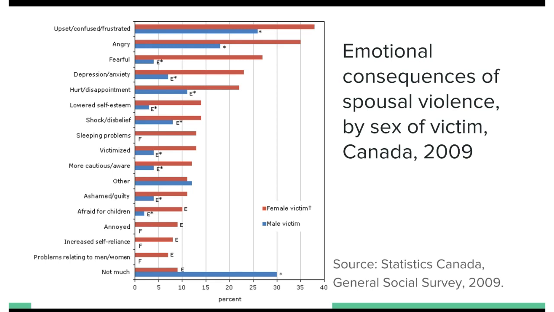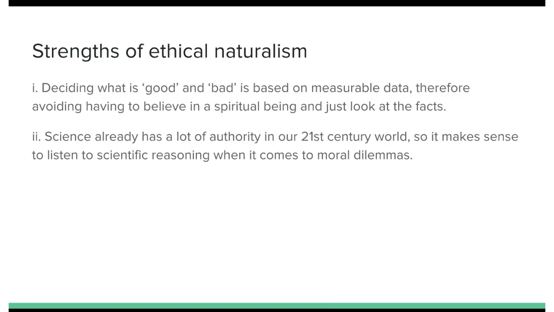And that data can help us see the negative emotional consequences of spousal violence. And therefore, an ethical naturalist could use that data to help support the claim that it is wrong for there to be violence within the home.